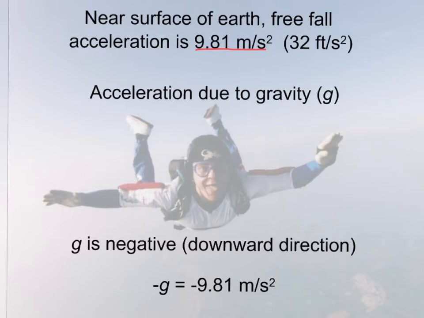It is negative. It's in the downward direction. So our acceleration due to gravity is negative 9.81 meters per second squared. The acceleration is in the downward direction, so we give it a negative sign.